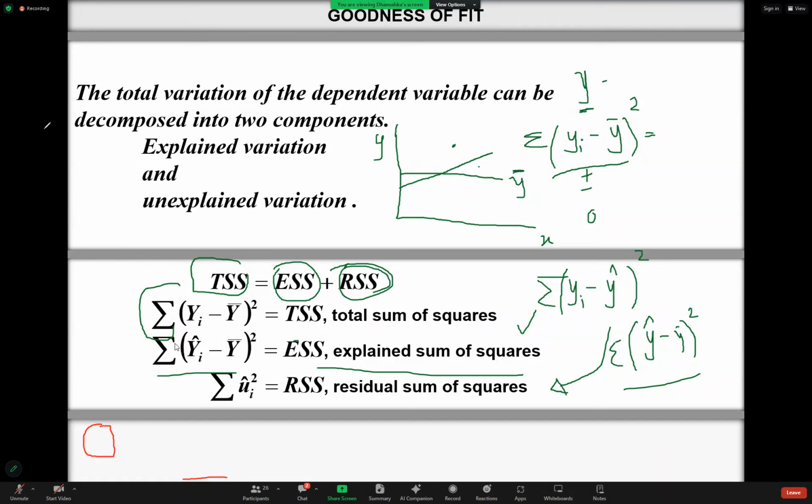Let's say this is y bar, okay? And this is y hat. Then we consider this as one observation. This is the value of x. Okay. Then this is the y hat.